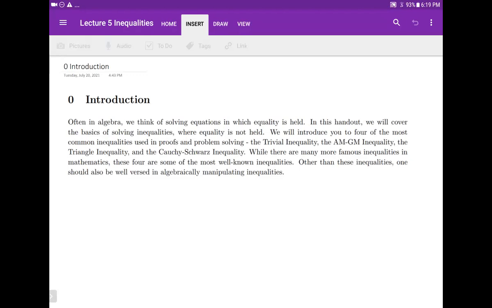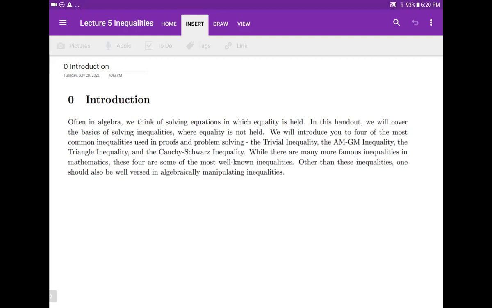And inequalities show up pretty often, I'd say, although definitely not as often as maybe other topics. In this handout, we'll talk about the basics of solving inequalities. And we'll show you four of the most common inequalities used in proofs and problem solving: the trivial inequality, the AM-GM inequality, the triangle inequality, and the Cauchy-Schwarz inequality.